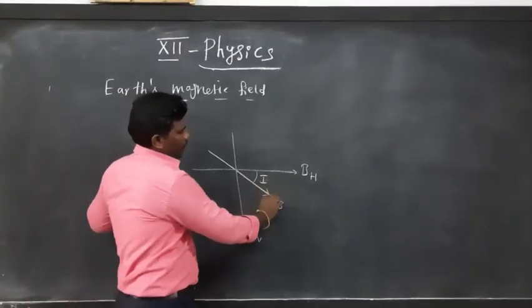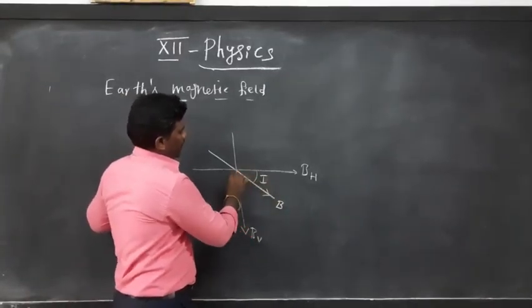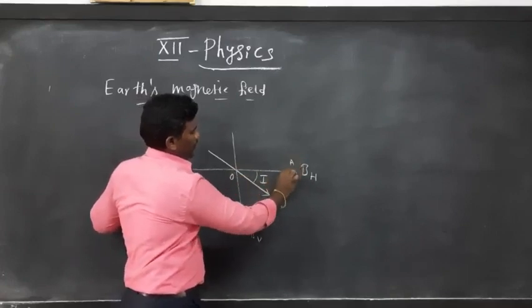Okay. Now we are going to. I am taking this as a point O. This one is A.